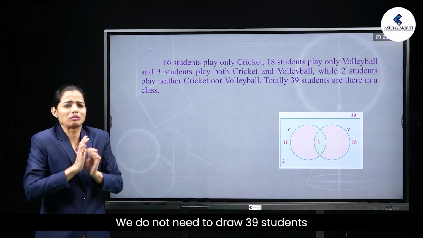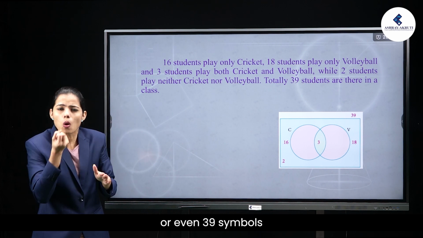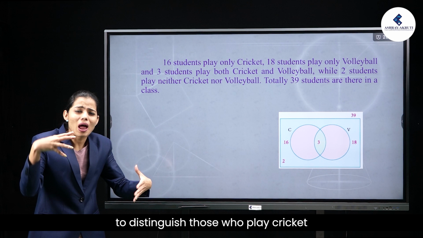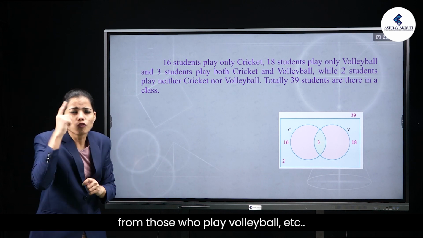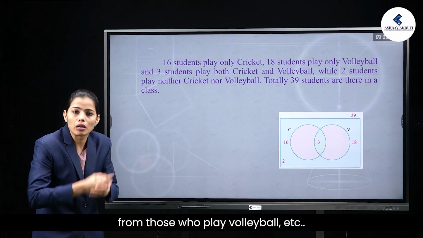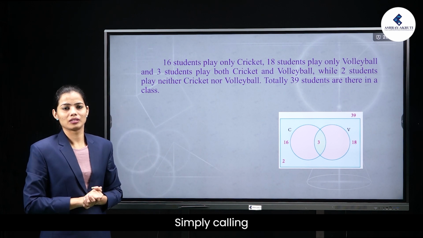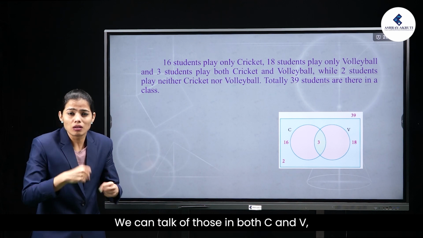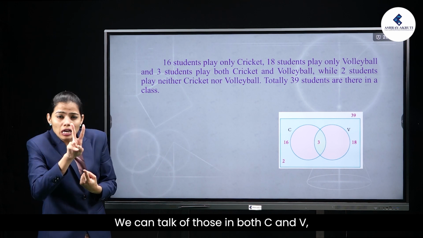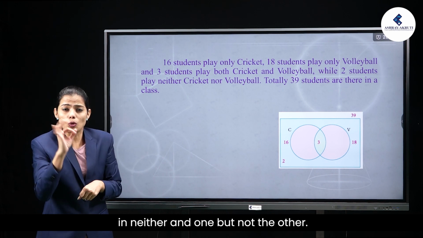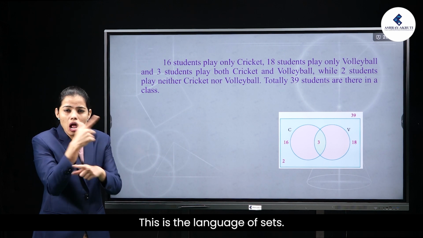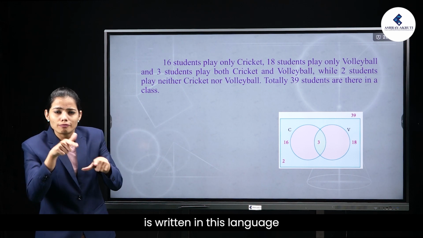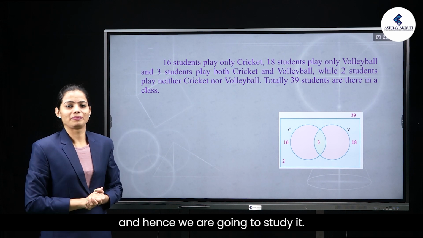We do not need to draw 39 students or even 39 symbols or use different colors to distinguish those who play cricket from those who play volleyball, etc. Simply calling the collections C and V is enough. We can talk of those in both C and V, in neither, and in one but not the other. This is the language of sets. A great deal of mathematics is written in this language and hence we are going to study it.